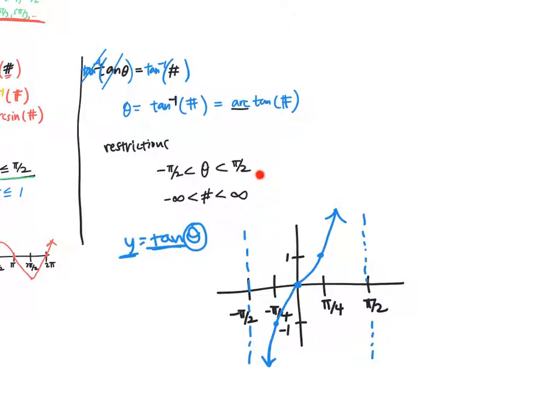So negative pi over 2 to pi over 2 is the restriction for the angle for tangent. And notice it's exclusive of negative pi over 2 and pi over 2 because you have asymptotes there. You have asymptotes there. It's going to be undefined.